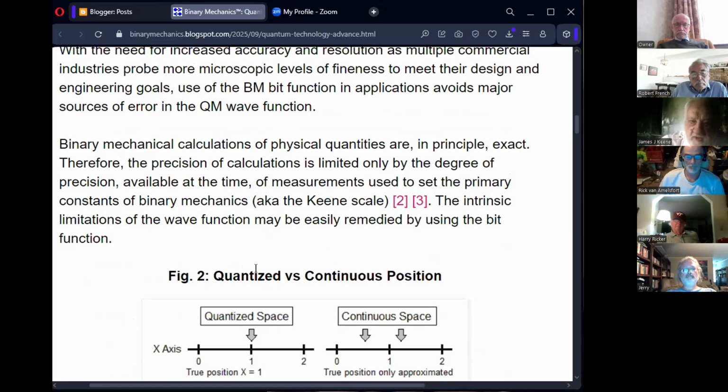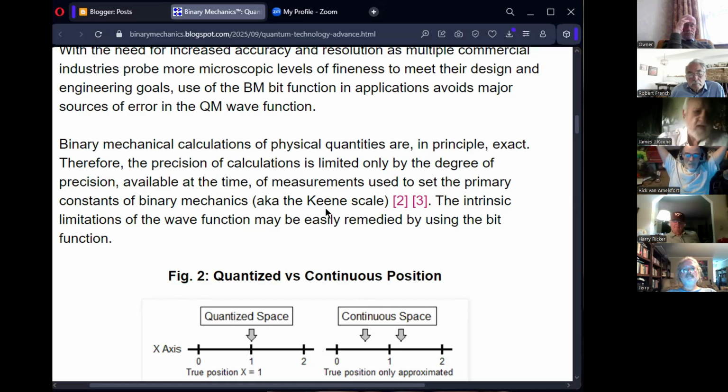Binary mechanical calculations of physical quantities are, in principle, exact. Therefore, the precision of calculations is limited only by the degree of precision available at the time of the measurements used to set the primary constants of binary mechanics, aka the Keene scale. The intrinsic limitations of the wave function may be easily remedied by using the bit function.